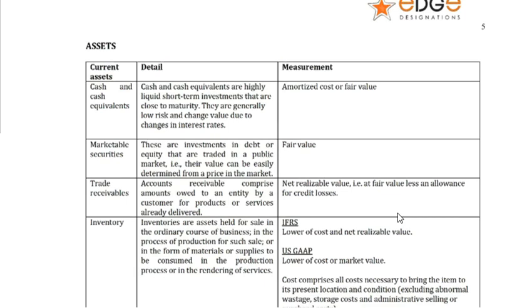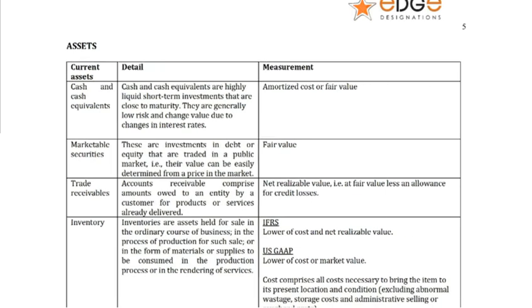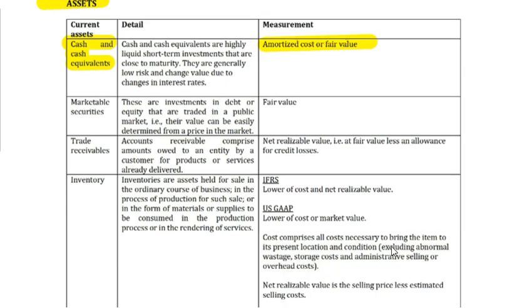And what we have a look at over here is the balance of what goes on in the balance sheet and how we will treat them. Let's have a look at the asset side. We've got cash and cash equivalents. They're very short-term in their nature, low risk, and they're measured at amortized cost or fair value.